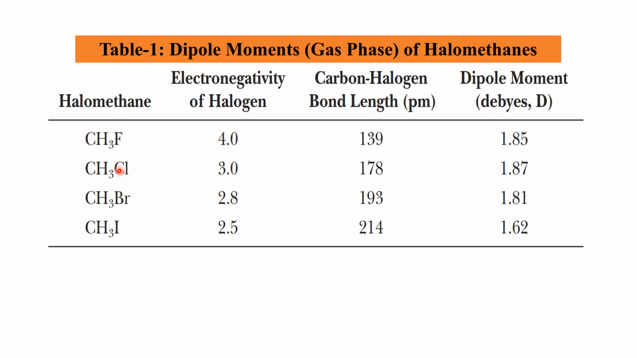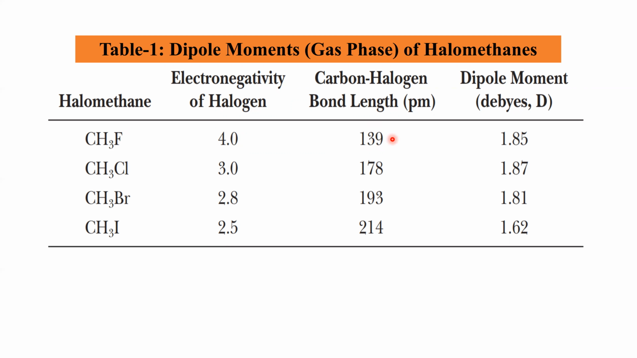If you look at these halomethanes, fluoromethane, chloromethane, bromomethane, and iodomethane, the highest electronegativity is of fluorine, then chlorine, then bromine, and iodine has 2.5, which is equivalent to carbon, a very negligible difference. You can see the electronegativity difference, and electronegativity decreases down the group in the periodic table, with fluorine the most electronegative of the halogens.